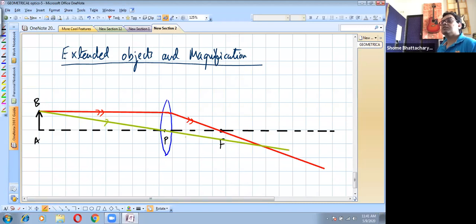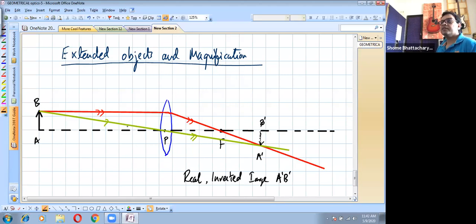And remember, all this analysis that we are doing is valid for paraxial rays. So we are considering this height very small compared to the radius of curvature. It doesn't look like that in the diagram, but the image of A, you can see, is at that real point over here. So it is what we call a real inverted, vertically inverted image, A prime B prime.